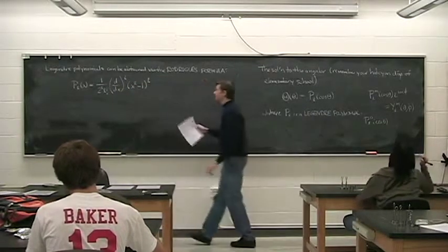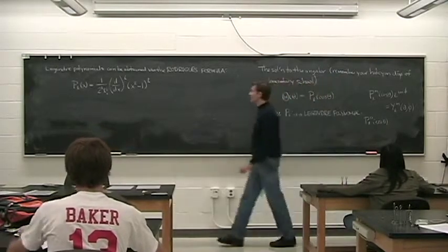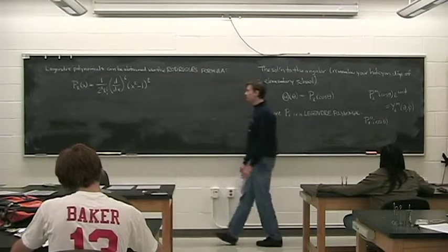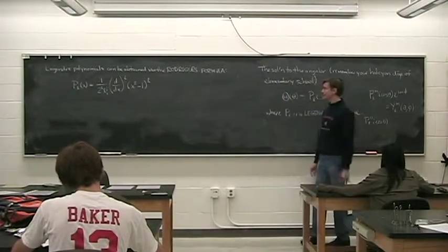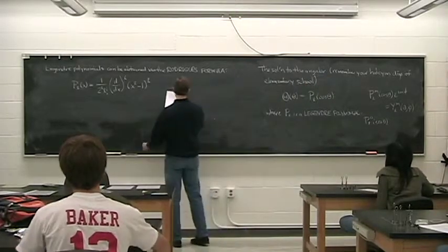This formula will give you the Legendre polynomials. PL of x is 1 over 2 to the L L factorial times the nth derivative of the quantity x squared minus 1 to the nth power. It's a lovely one.